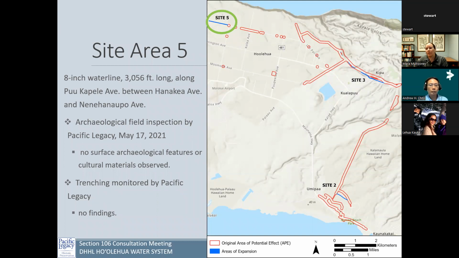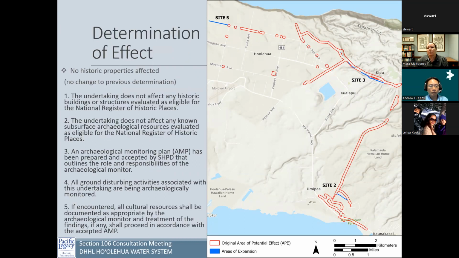So those are the three areas of expansion, again, that really were the trigger to reopen the Section 106 consultation process. Following the archaeological field inspections that were conducted in these three areas, as well as the observations during trenching, we determined that the determination of effect for the project, including these areas of expansion, remains unchanged. That is, it has a determination of effect of no historic properties affected.